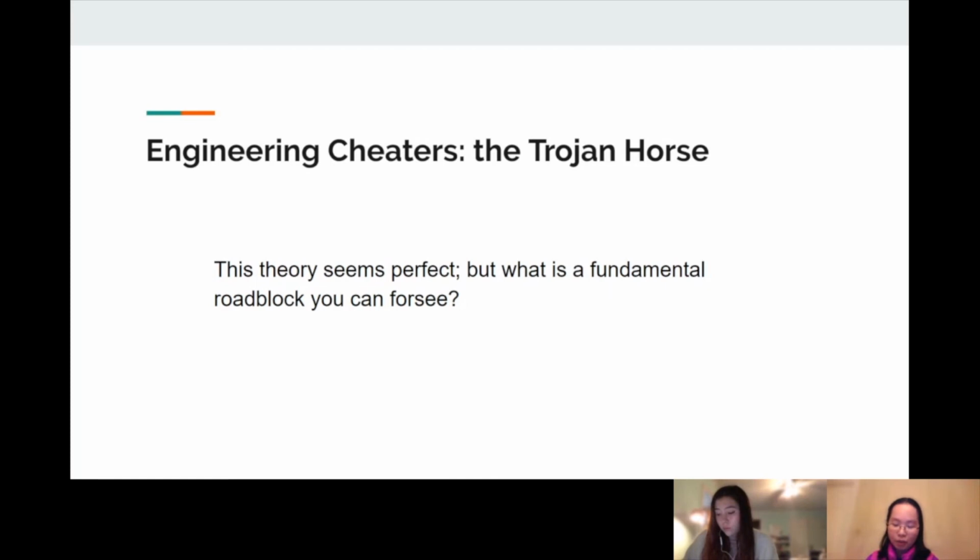So this is a way in which you can foresee that you're probably going to run into issues here. But maybe if it's something where you're just trying to reduce a population, maybe this theory would work very well.